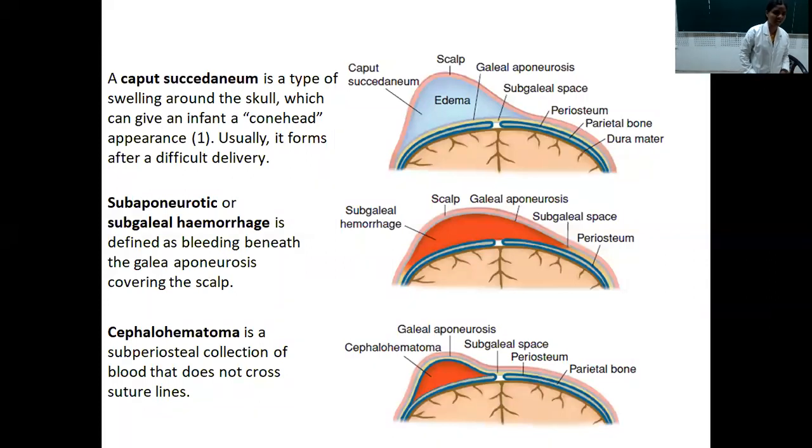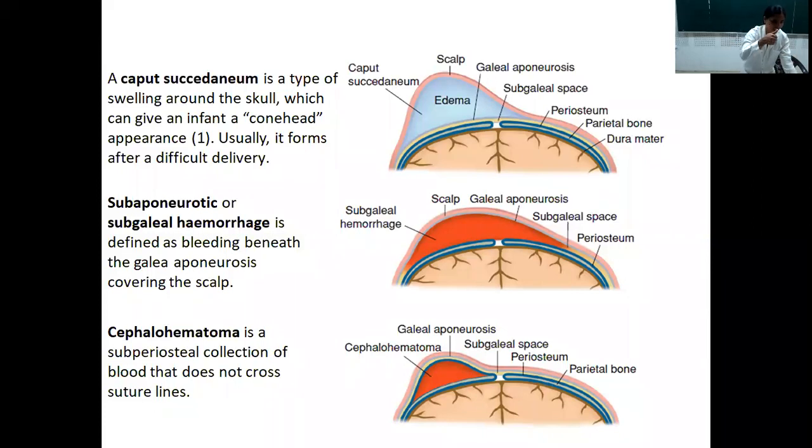The first one is caput succedaneum. So what is caput succedaneum? While they are using the vacuum, they are compressing the skull. During this compression, due to interference with venous return, fluid, meaning edematous swelling, can be seen immediately beneath the skin. So if there is any accumulation or swelling on the skull that lies beneath the skin, it is known as caput succedaneum. And how can you differentiate this caput succedaneum from the rest of the clinical conditions?